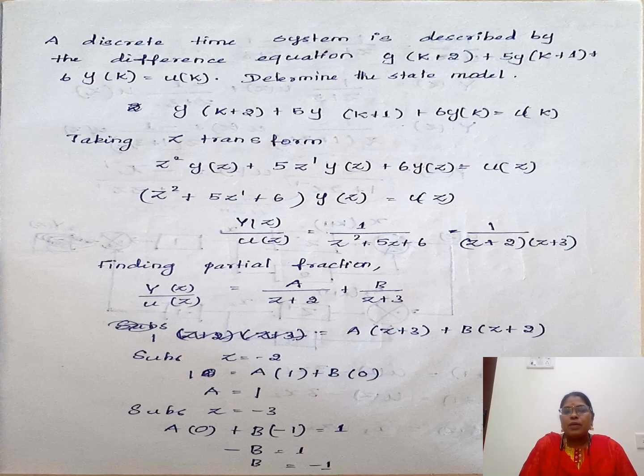Then find what is y by u. After finding y by u, you have to apply partial fractions, that is, 1 by z plus 2 and 1 by z plus 3. Write a by z plus 2 and b by z plus 3, and find the values of a and b. When you find them, you will get 1 and minus 1.